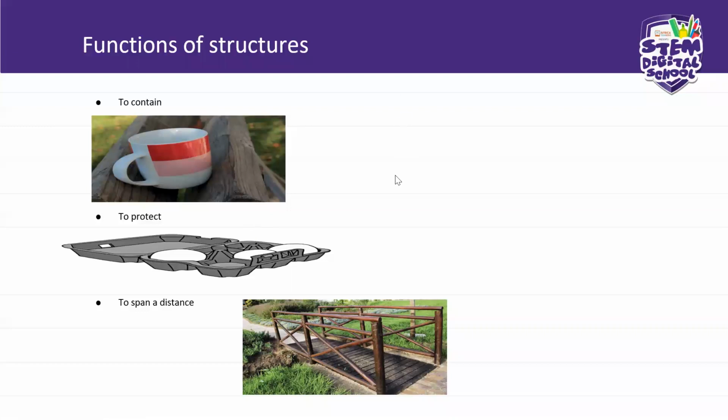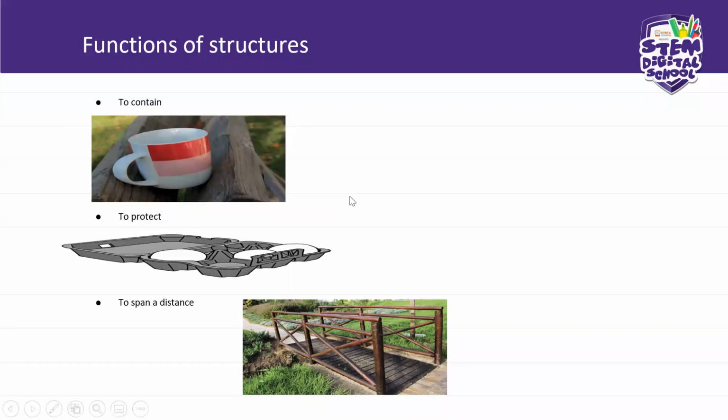So structures are also used to span a distance, like this bridge. This bridge is used to span a distance from this side to this side. So you need to build a bridge. So that is the function of structures: to contain, to protect, and to span a distance. You must learn that for your assessment.